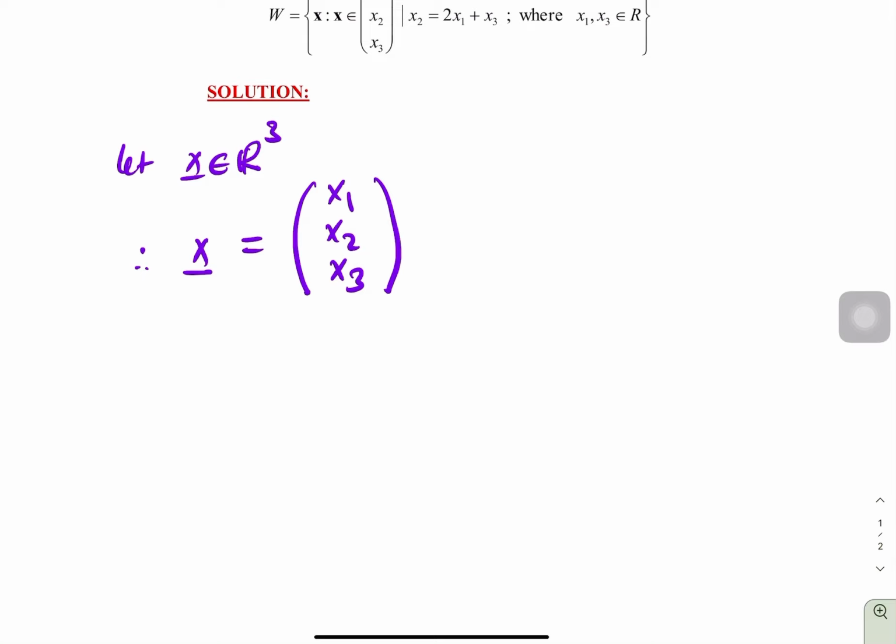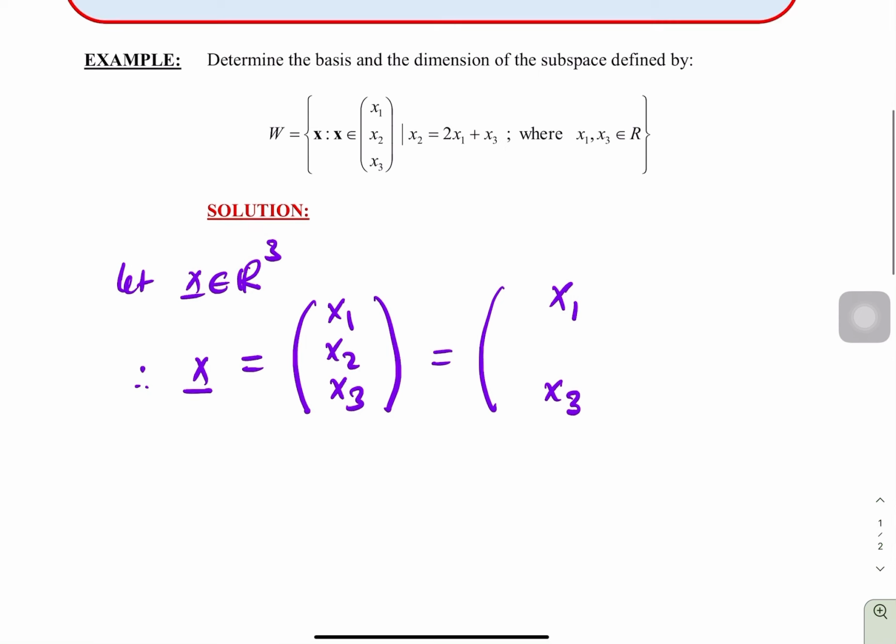All right, check. So your x1 and x3 are free. So you're going to write x1 and then x3, it's also free. But x2 is a basic variable. So I'm going to say, well, x2 is given here. That is twice x1 plus x3. So I'm going to say this is twice x1 plus x3 just right here.